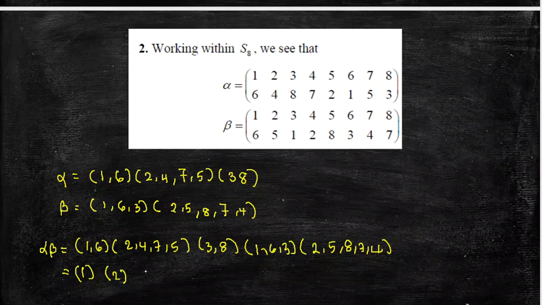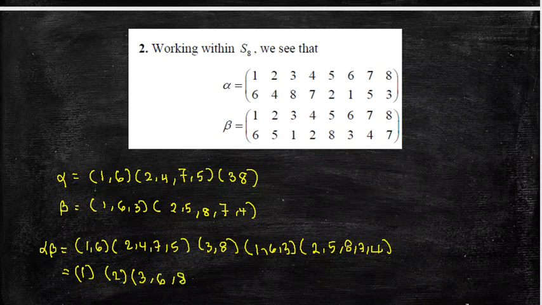Go back to 3. What about 3? 3 is not here. 3 to 1. 1 to 1. And 1 to 6. So 3 to 6. Continue with 6. 6 is not here, that means 6 is mapped to 6. 6 to 3. 3 to 8. 8 to 8. That means we have 3, 6, 8.